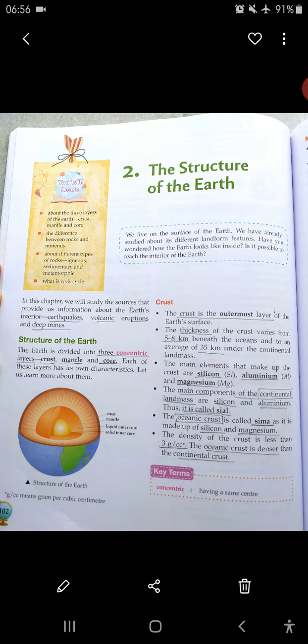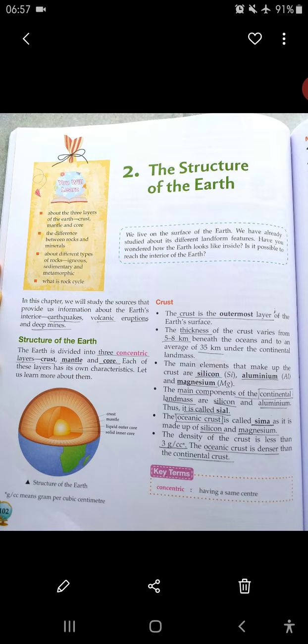The layer below the crust is called mantle. So, as I told you, mantle lies between the crust and the core. Okay. So, the layer below the crust is called the mantle, and it is 2,900 kilometers thick. So, you can imagine how thick it is, right? And it is almost made up of silicon, iron and magnesium. So these are the three elements that make up the mantle.